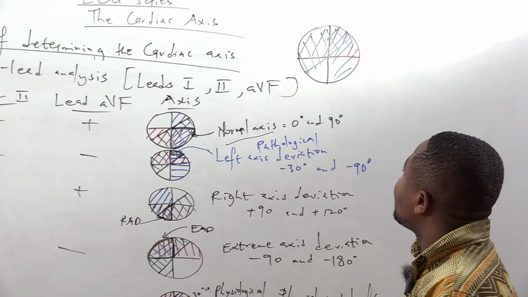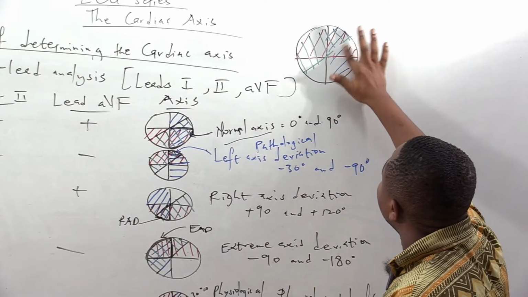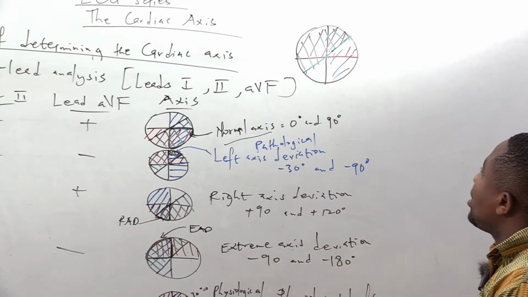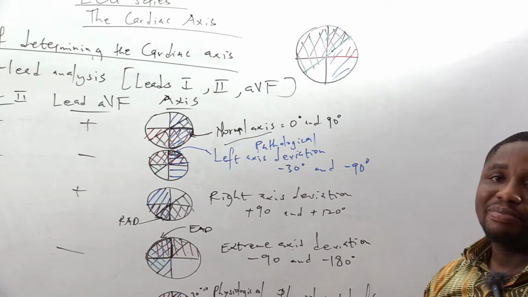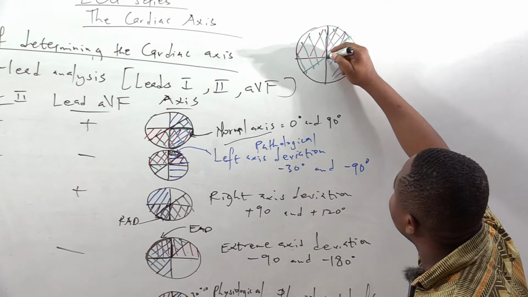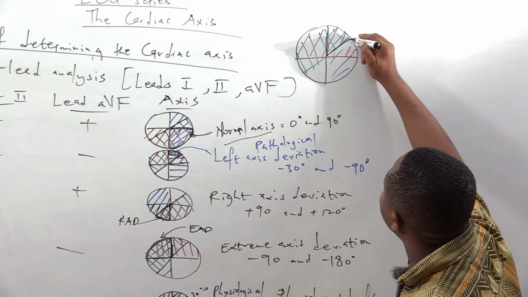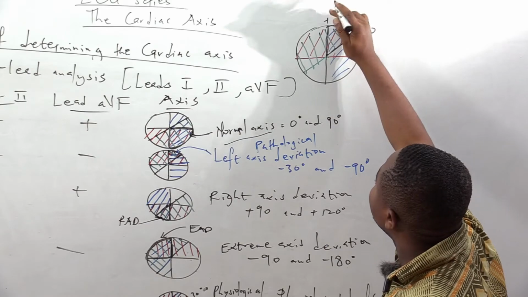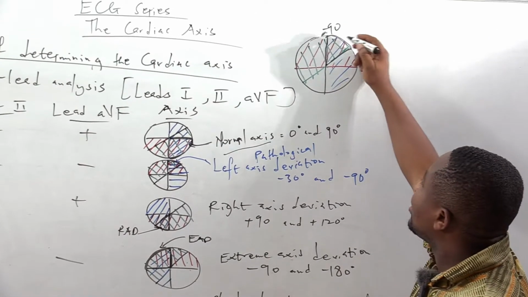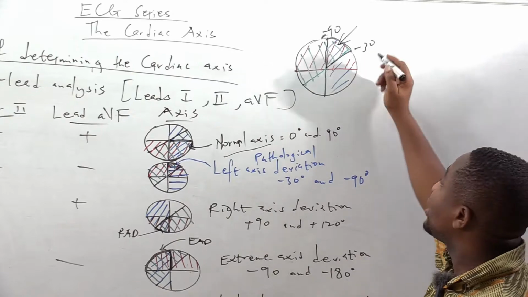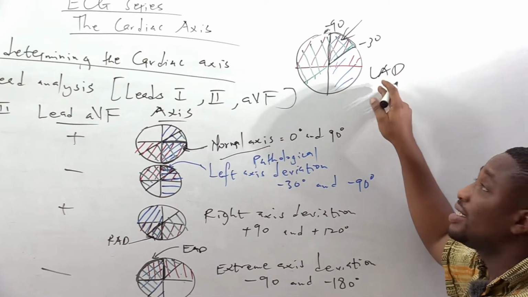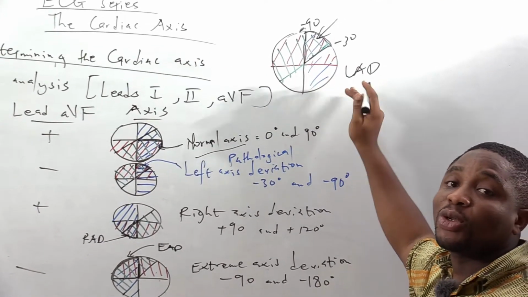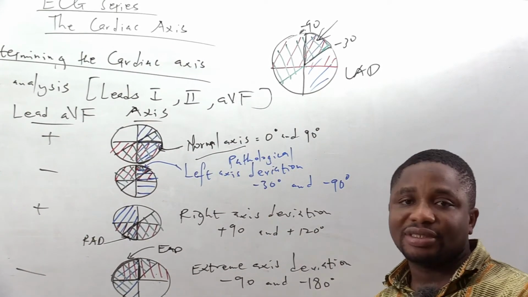And you should be asking yourself, which area in the circle has the three shadings meshing? You realize that well? It is here. So you can see that this is minus 30 to minus 90. And if the angle of deviation is in this zone, then we know that it's a left axis deviation. And this is classical left axis deviation. And for that matter, we call it pathological left axis deviation, as you can see.